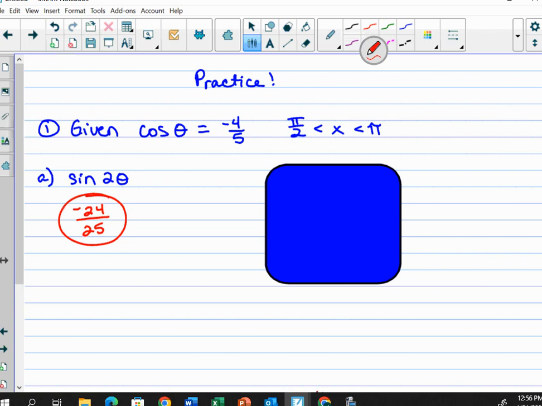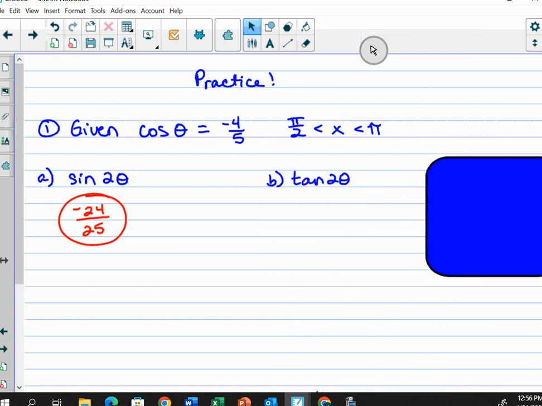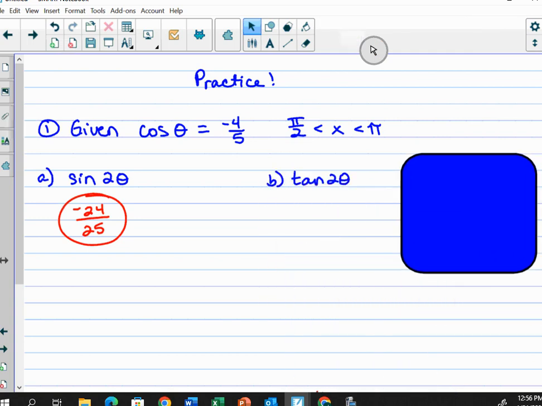Ricky, you doing okay? All right, try this one. Decide if you want to take the time to find cosine and then do tangent, or if you just want to do the tangent formula. It's up to you. 2 ways to get there.